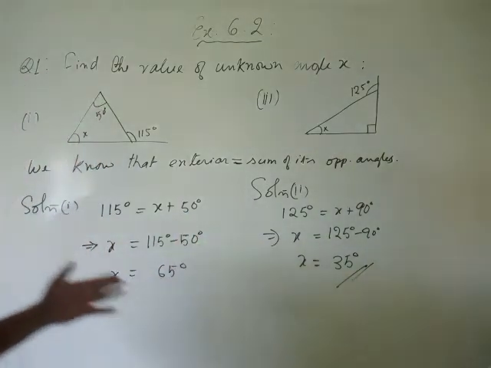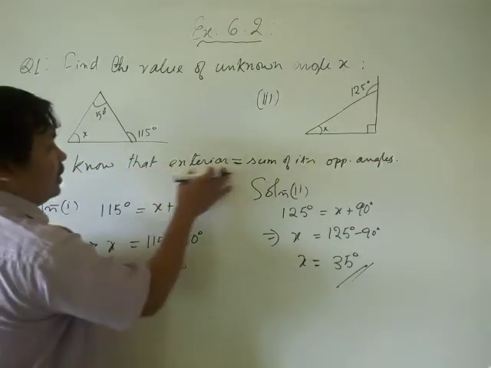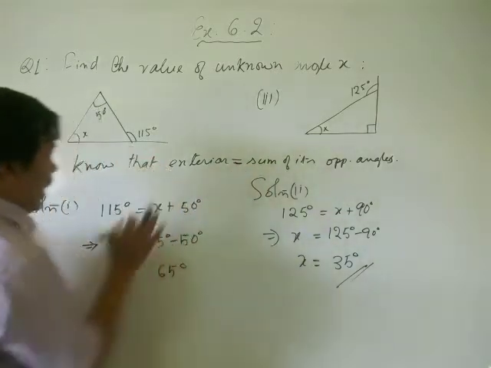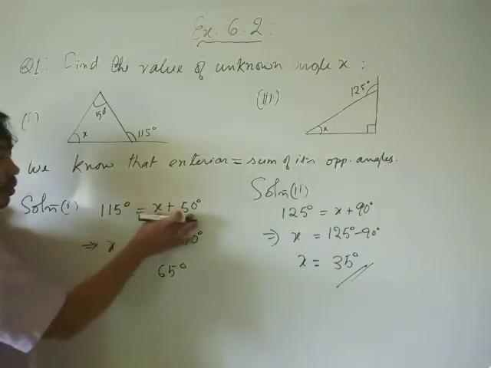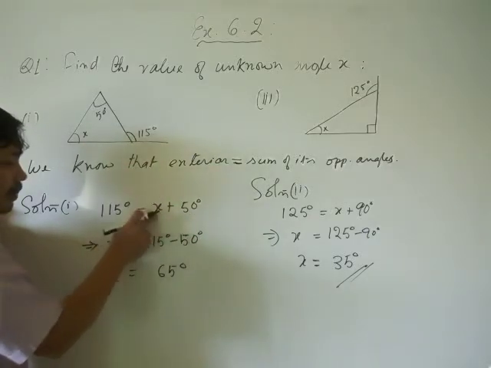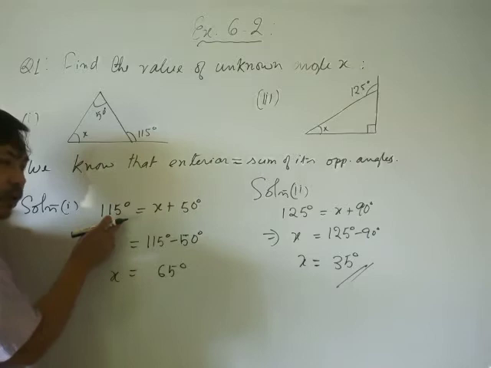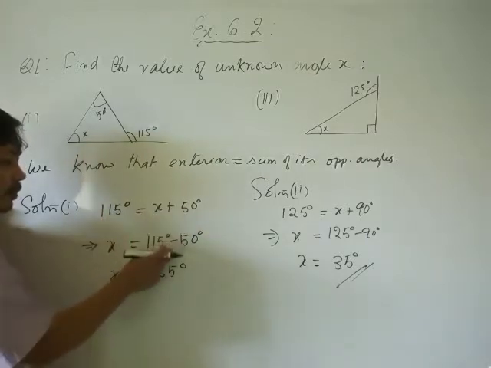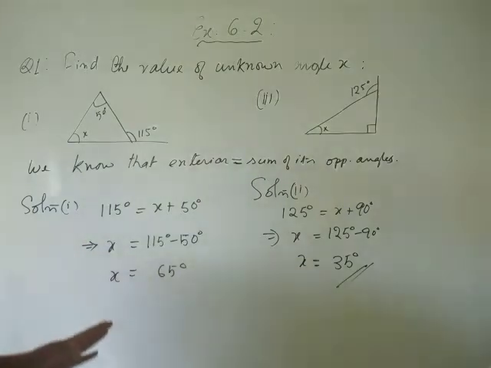Try to understand once again. We know the property of an exterior angle, that is, the exterior angle is equal to the sum of its opposite angles. From there, we just write that property here: the exterior angle is equal to the sum of its opposite angles. Then 115 is equal to x plus 50. So we keep x here, and we transpose 50 to the other side where there is 115 degrees. Then 50 will be subtracted from 115. Yes, 115 minus 50 is equal to 65 degrees. So x is 65 degrees. Now we got it in this way.